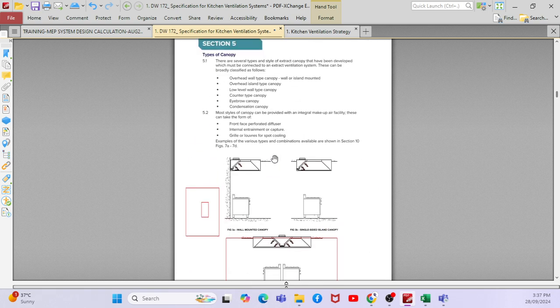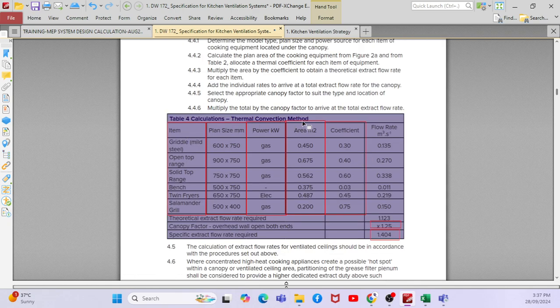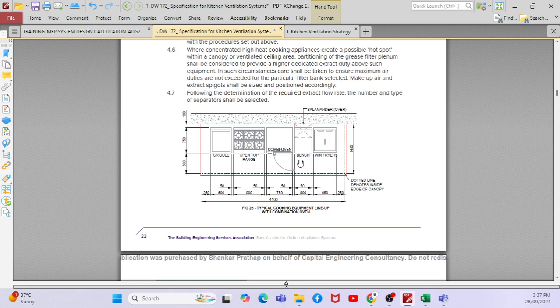When you go further up, you can see the thermal convection method calculation. You have different items like a griddle, open top range, solid top range, benches, twin fryers, and salamander grill, which you can see in the pictures below. This is the sizing of the canopy: you have 250 extra here, and in the front side you have 600 extra, because of the oven doors opening. So this is the way you size the kitchen canopy, as per DW 172.